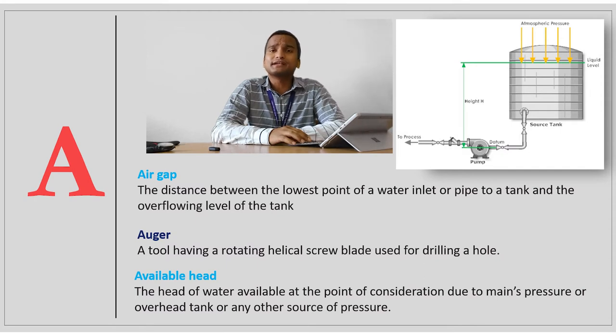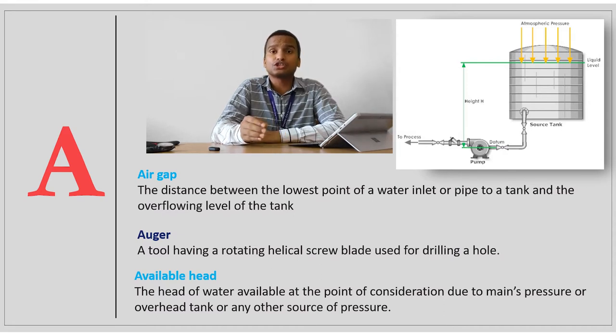So available head is actually the head of the water available at the point of consideration due to mains pressure or overhead tank or any other source of pressure. Just like in this picture, if I ask you what is the available head at the center of the pump, available head is the height h, which is calculated from the center of the pump to the highest liquid level available in the water tank, and this also includes the atmospheric pressure also.